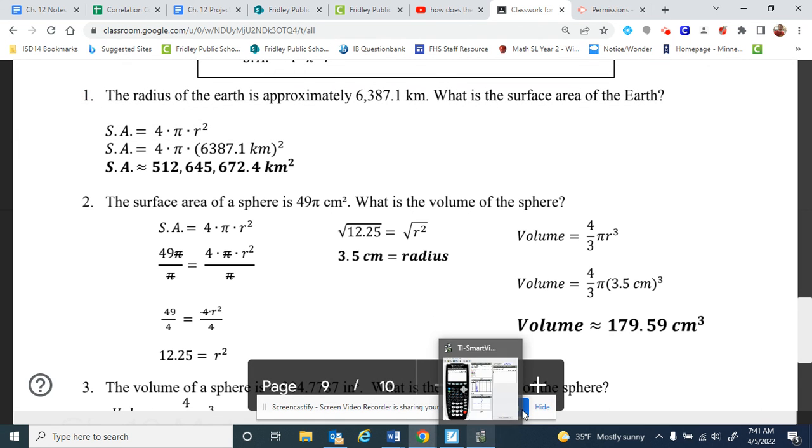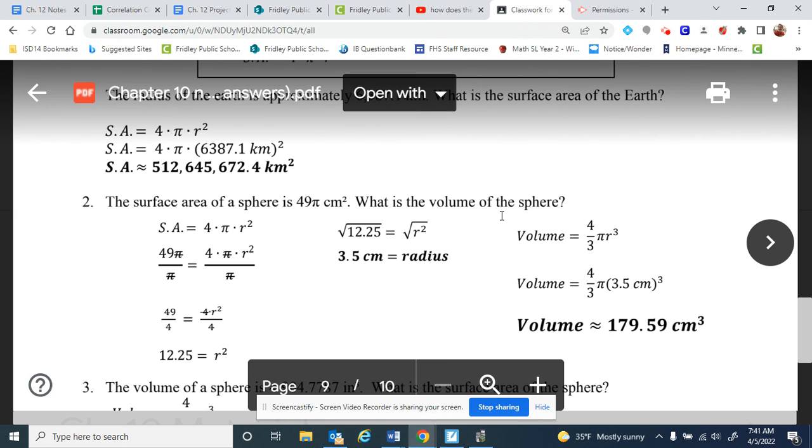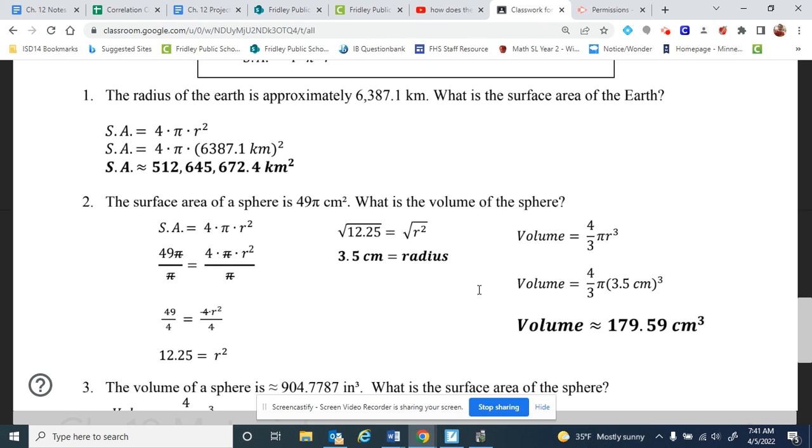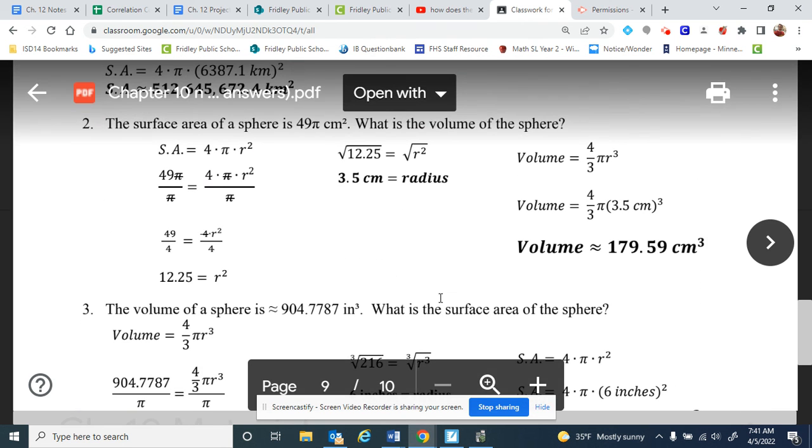179.59. So I encourage you and the teacher to pause the video to try to type this into your calculator, make sure you can do it, write down all of that, and ask questions. And in the next video, we'll have our next example for this lesson.